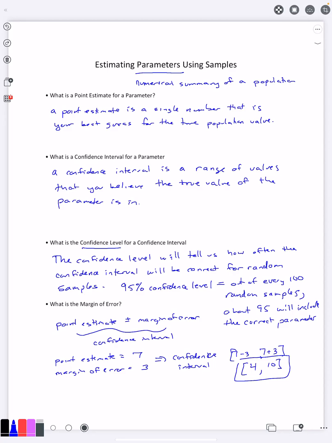So every time we're building a confidence interval, we're going to need two things. We're going to need our point estimate, which again, we'll learn how to find for different scenarios. Then we're going to need our margin of error. Again, we're going to learn how to find that for different scenarios. And then we're just going to add and subtract those two numbers, and the answers we get are going to be the range for our confidence interval. So we say we are X% confident that the true value is somewhere between 4 and 10 in this case.